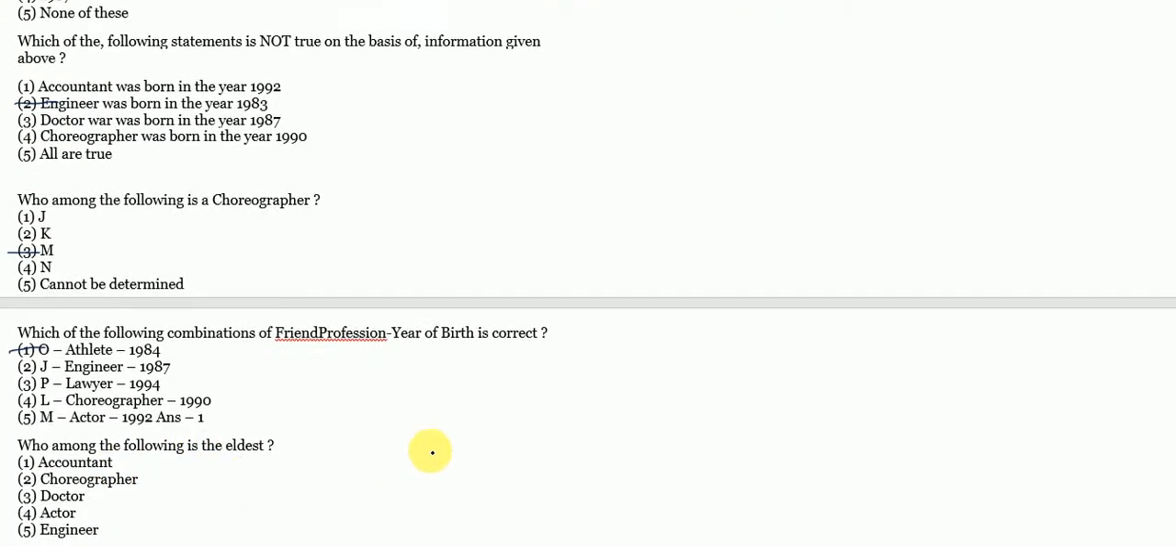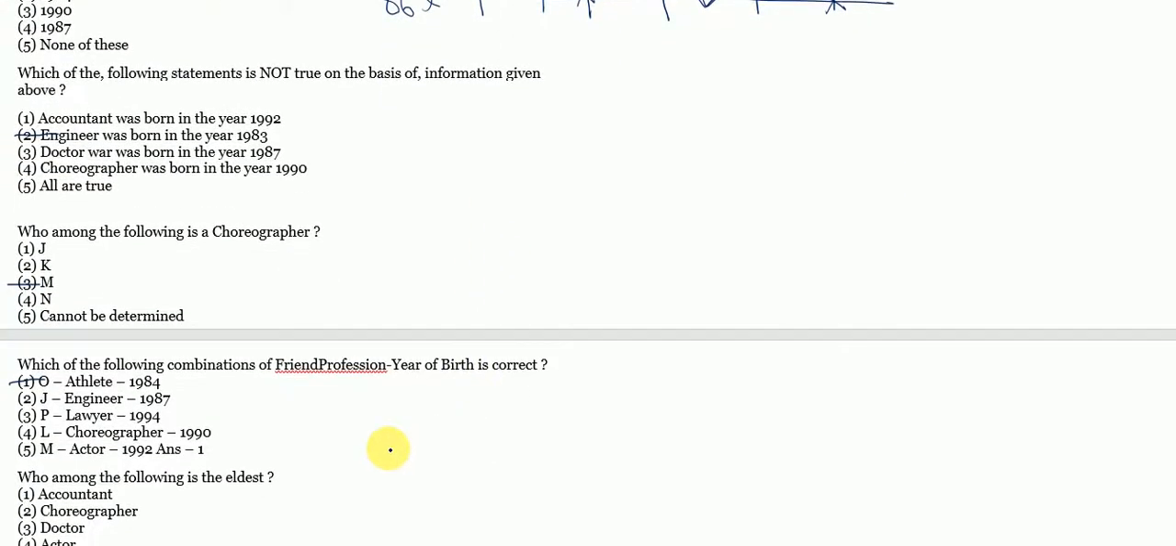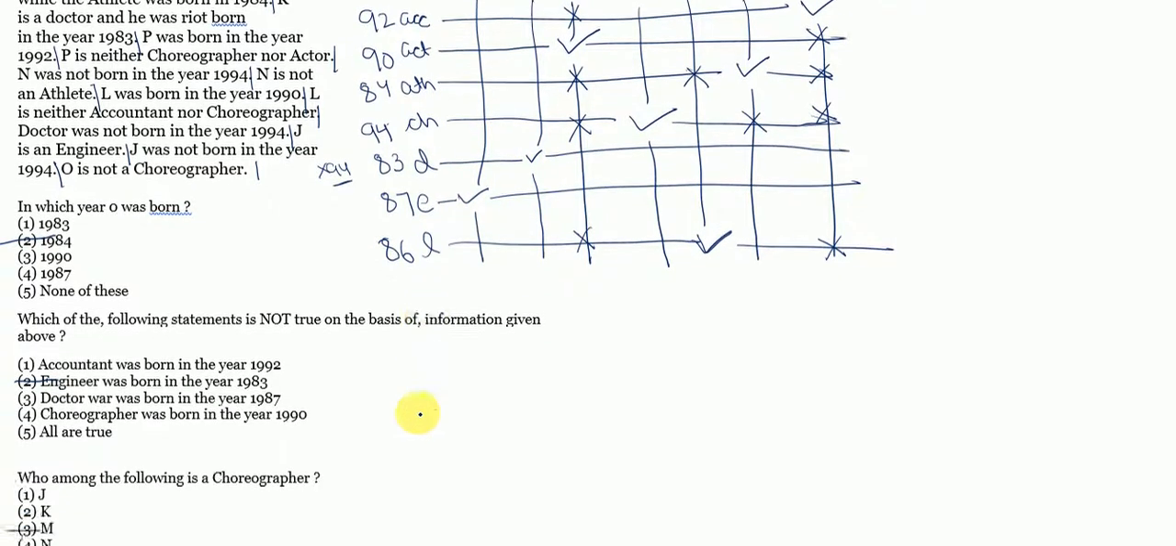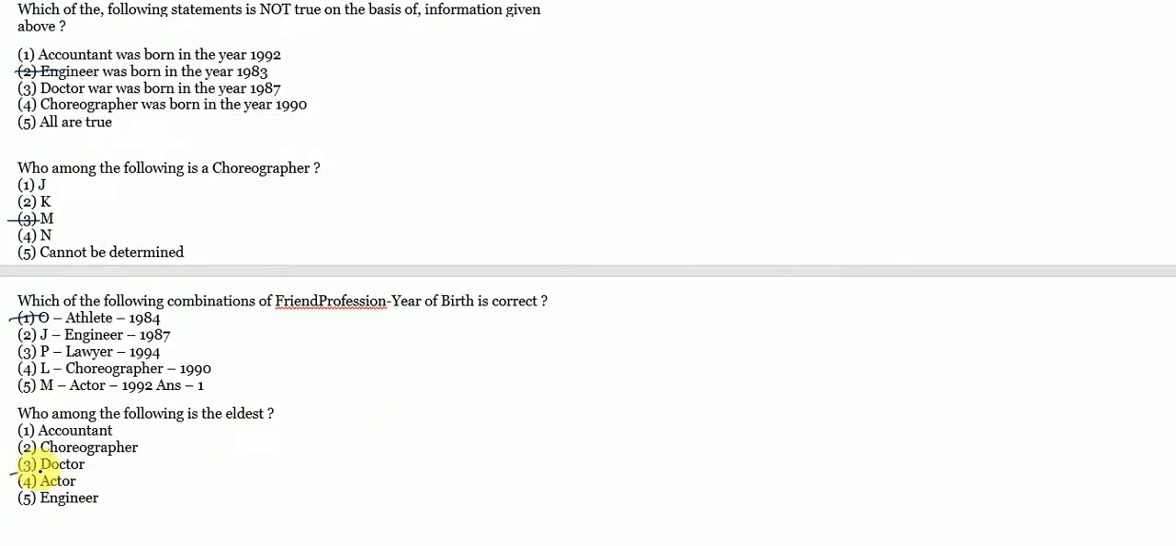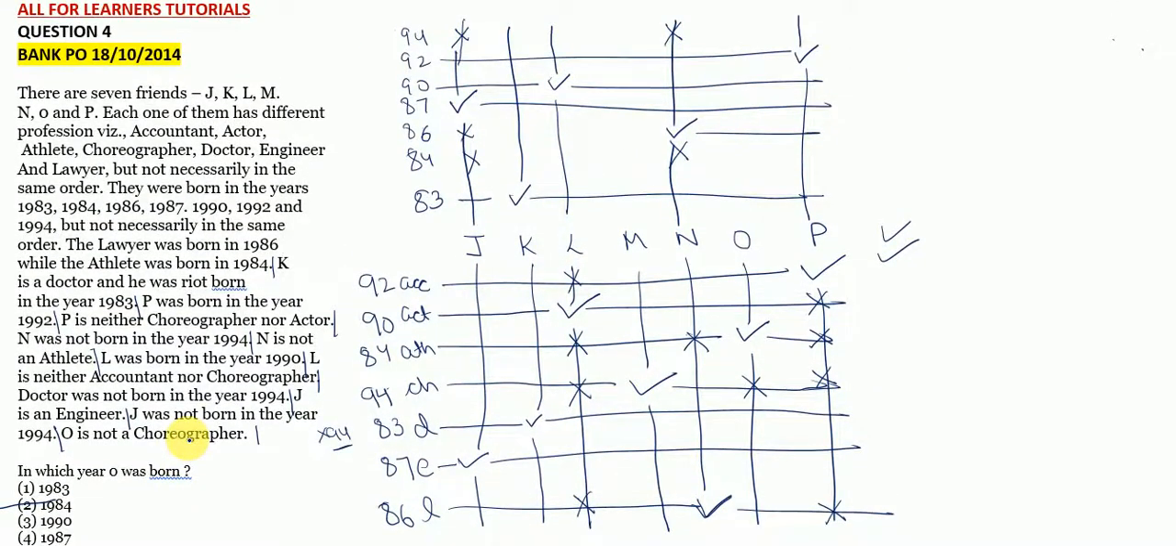Who among the following is the eldest? Eldest means who was born the earliest, right? So who was born earliest? 83 is K. So the eldest is K. K's profession is doctor, so your answer is doctor. Fine. I hope now you are getting how to do puzzle questions in the easiest way.